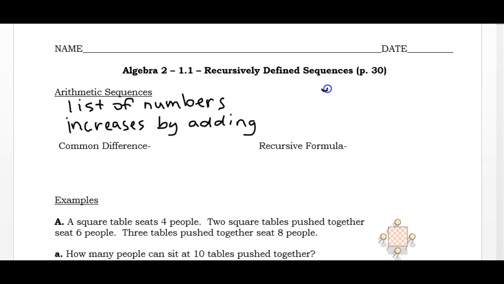So an example of an arithmetic sequence could be like 2, 4, 6, 8, 10, etc. We could do 5, 10, 15, 20, as long as we're increasing by the exact same amount every single time. A common difference then is the number that you're going up by. So my first example went up by 2s. My second example went up by 5s.